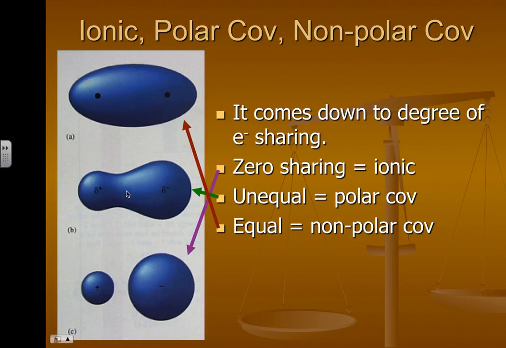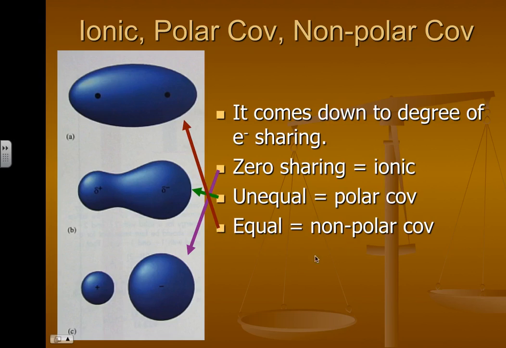And so if you see here, there appears to be some sharing, but it's kind of lopsided still. Following the green arrow, it's unequal sharing, which is considered a polar covalent bond. And then as you see at the top, it's very, very uniform as shown, and that is, as the red arrow says, equal sharing, or a nonpolar covalent bond.